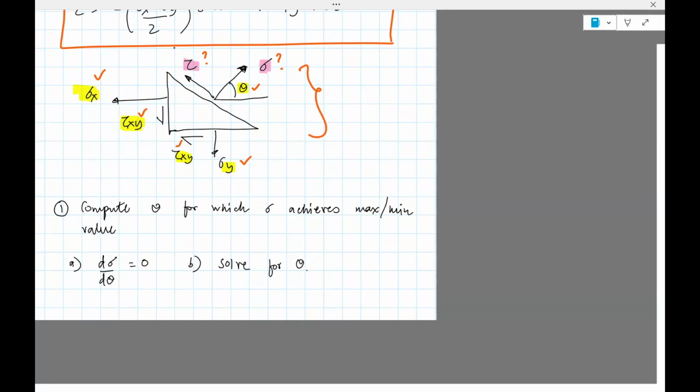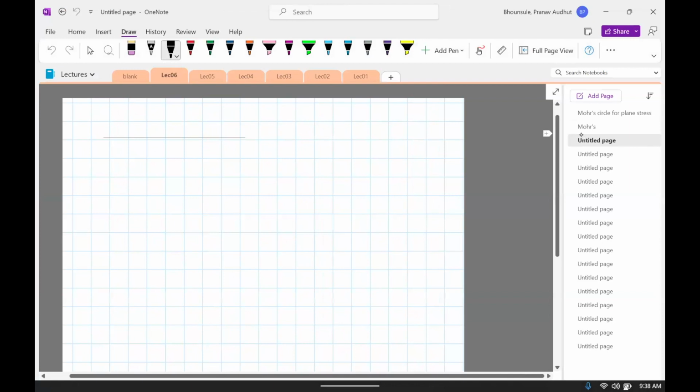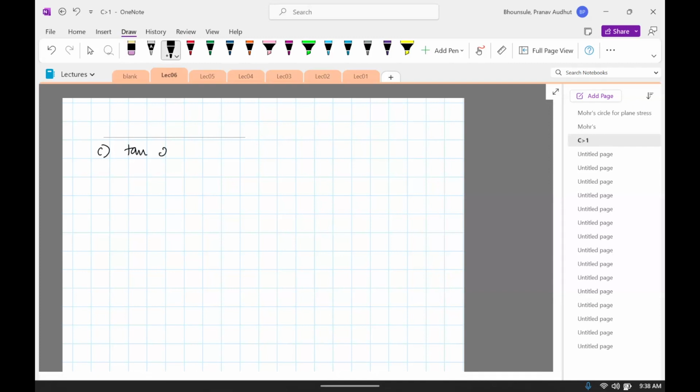So when we do this calculation, d sigma d theta equals 0, we get the following equation for the angle. We get tangent of 2 theta, I'll call that theta p, as the principal stress, direction of principal stress, as 2 tau xy divided by sigma x minus sigma y, where theta p is the direction of the principal stress.